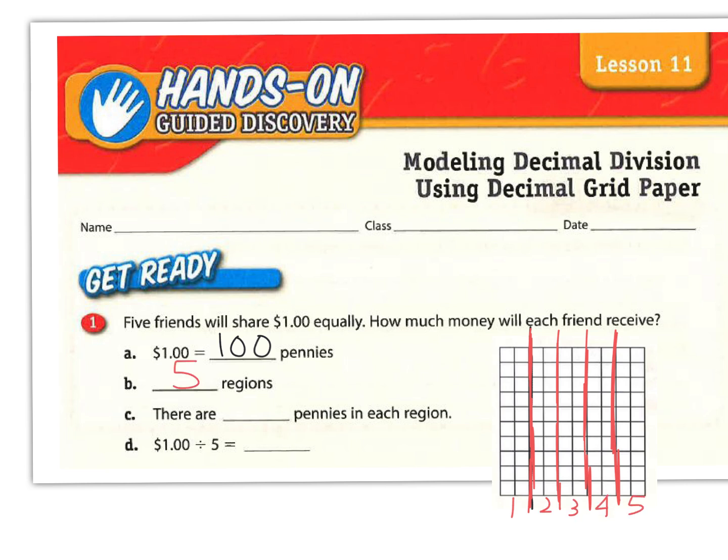There are 5 regions. And in each region, it's a 2 by 10. 2 times 10 is 20. So there are 20 pennies in each region. So that means $1 divided by 5 friends equals 20 pennies or 20 cents. So $0.20.